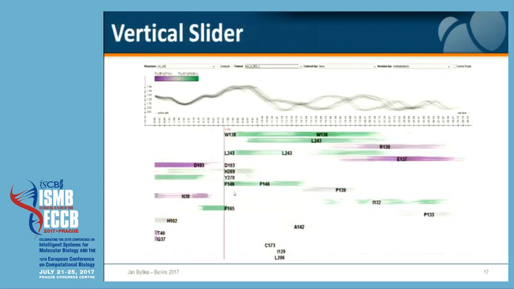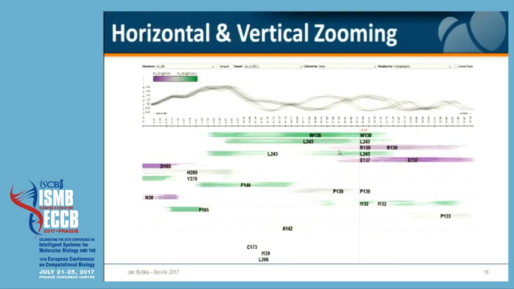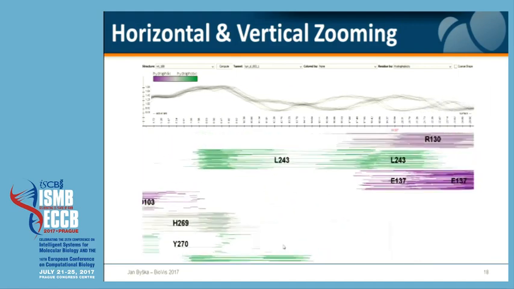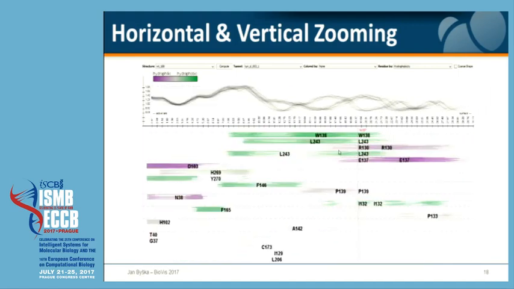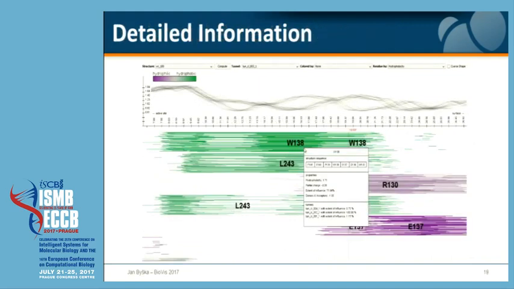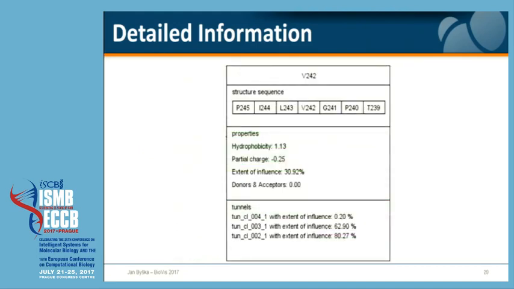The biochemist can explore the contribution of each amino acid with respect to its distance from the active site using a vertical slider. The biochemist can also employ horizontal and vertical zooming and panning in order to explore individual amino acids in more detail. And moreover, if they click on a selected amino acid, a table view with various information pops up.